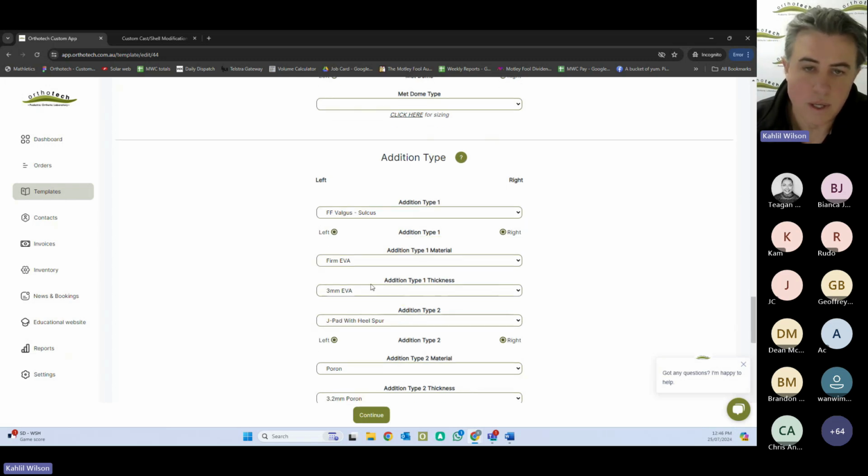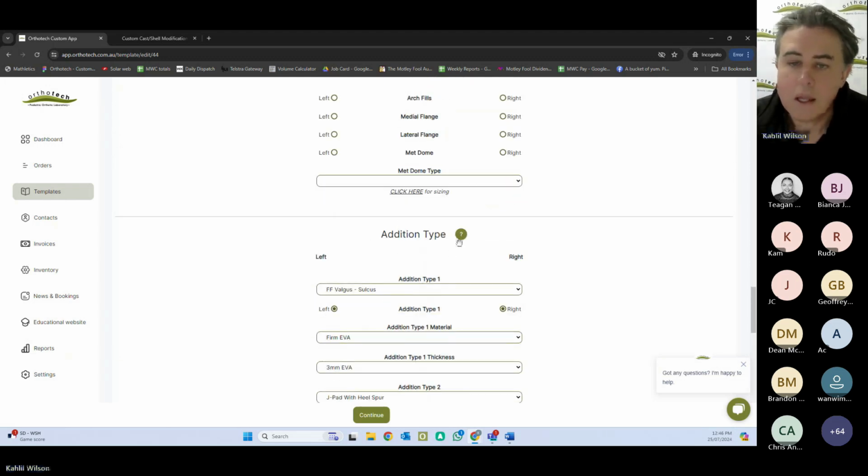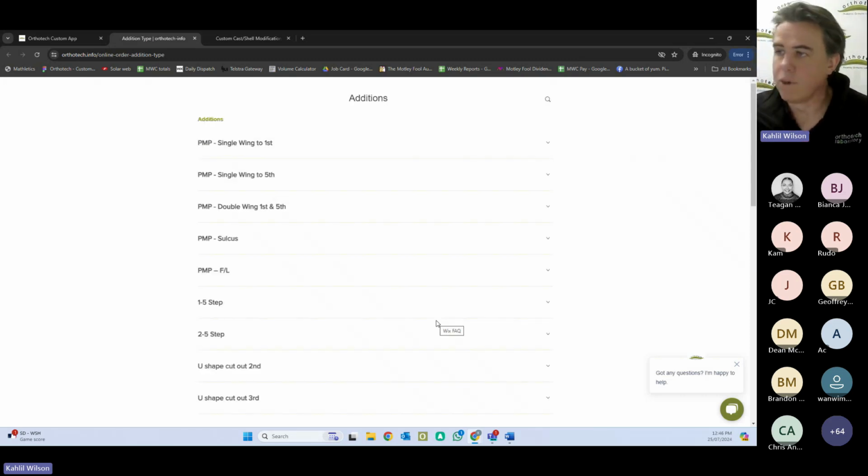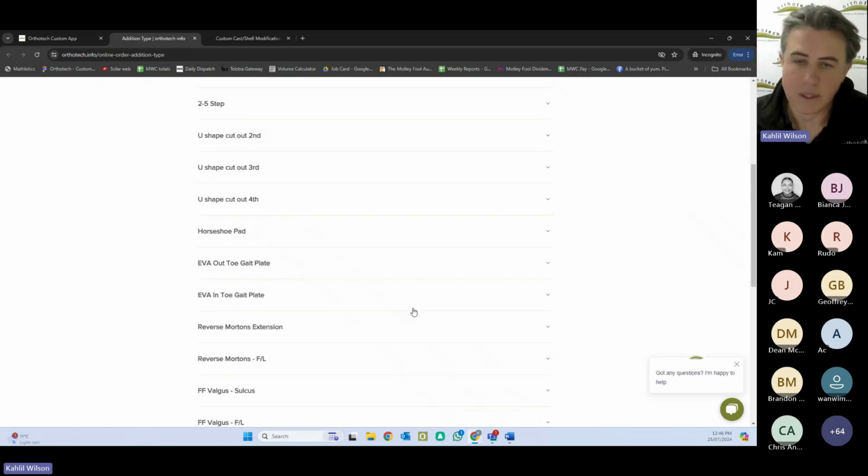So as we get down a little bit further, we've got full heel posts, we've got our forefoot valgus to sulcus out of a firm EVA because we're trying to get a directional change. But the thing I want to talk about here is the second edition, which is our J-pad with the heel spur. So J-pad is a version of a horseshoe pad.